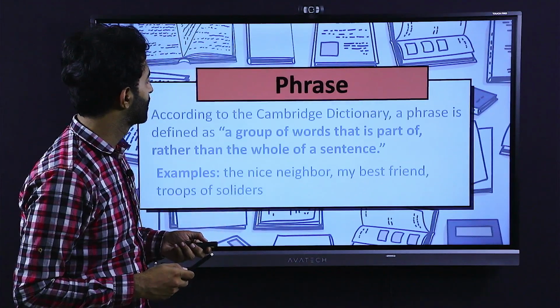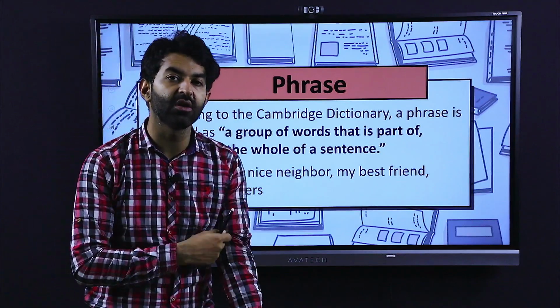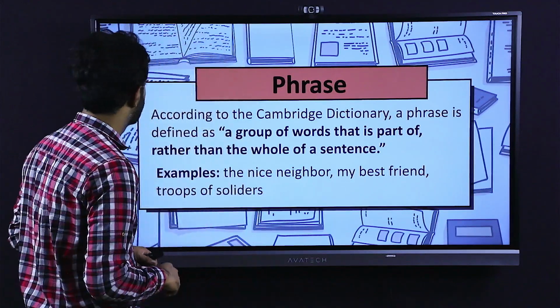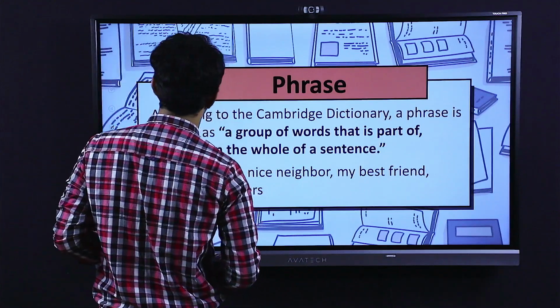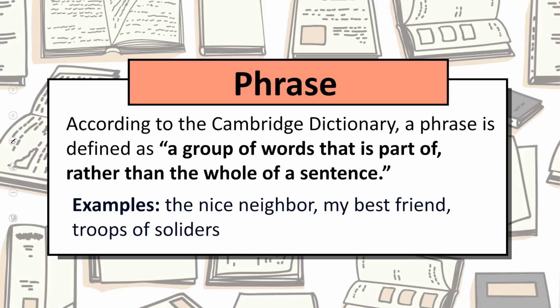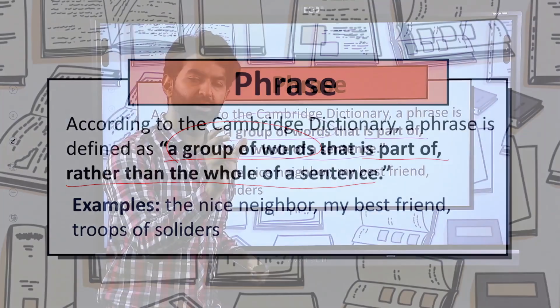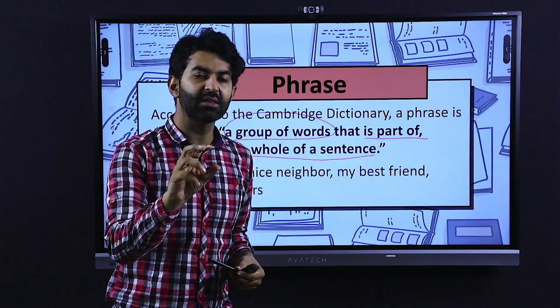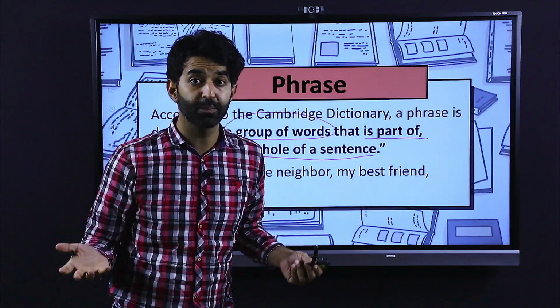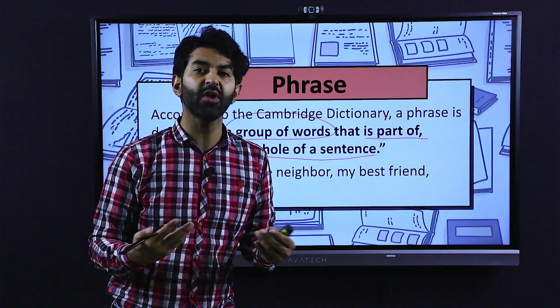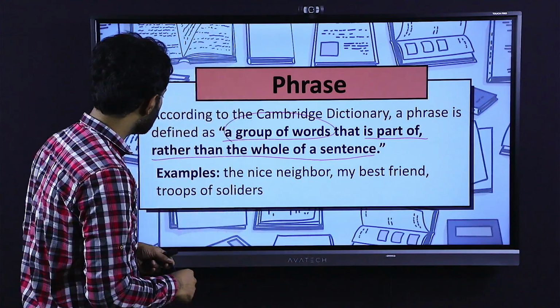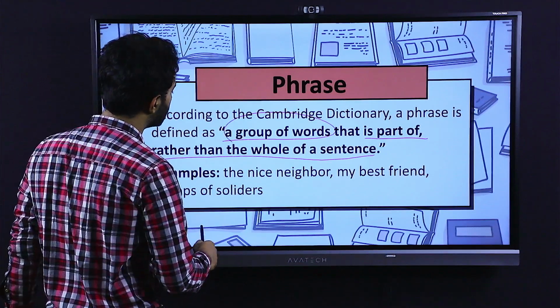Let's see how the Cambridge Dictionary defines a phrase. Very important, you can memorize this. A phrase is defined as a group of words that is part of rather than the whole of a sentence. It means that in a sentence there are some groups of words, but when we are taking them on their own, they do not make complete sense. It means they are phrases. So let's look at these examples over here.